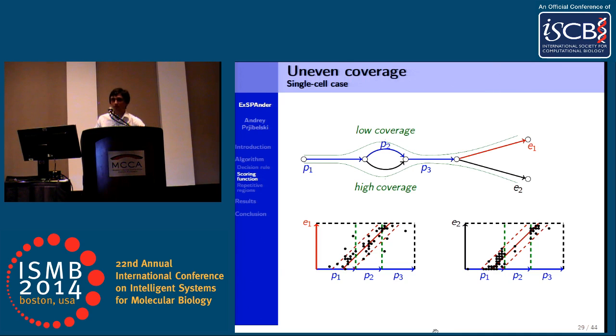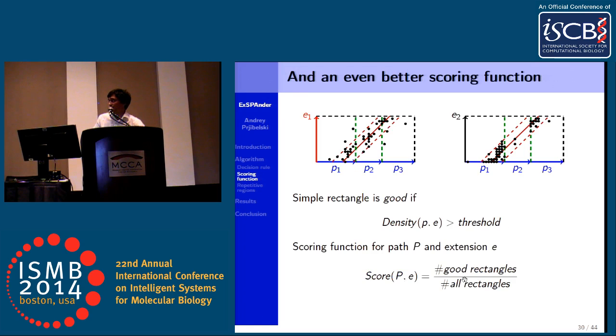But as you remember, we talked about single cell datasets with uneven coverage. And we can imagine a situation when the upper path has low coverage and the lower path has high coverage. In this case, it may appear that correct extension has pretty low density just because the number of read pairs is low. And the incorrect extension has high density just because the coverage is high. So this approach is not working as well.